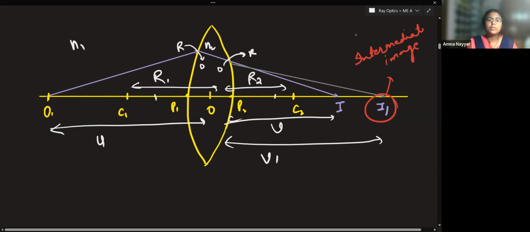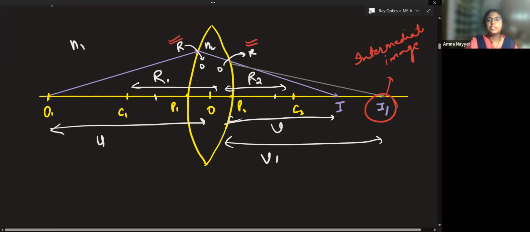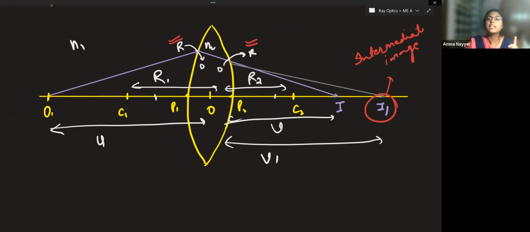P1, P2 are the poles, C1, C2 are the centres of curvature, radii are R1 and R2. Fine. This is the rarer surface. This is denser. So we'll be using the formula for spherically refracting surfaces for rarer to denser. Then we'll use it for denser to rarer. Understood what we are trying to do? Rarer surface is there, light has entered, it has got refracted. So it's rarer to denser. Full formula directly we'll use. Let's do this part first.